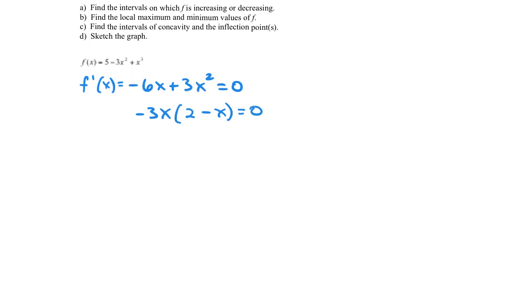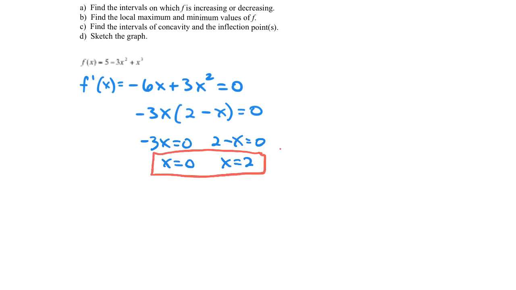So if this times this is 0, of course it could mean that this is 0 or this is 0. So of course, in this case, x equals 0. In this case, x equals 2. And at this point, we have our two critical numbers. We're not going to get a critical number where the derivative doesn't exist because the derivative exists everywhere.